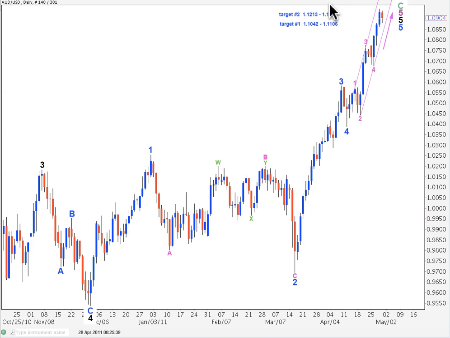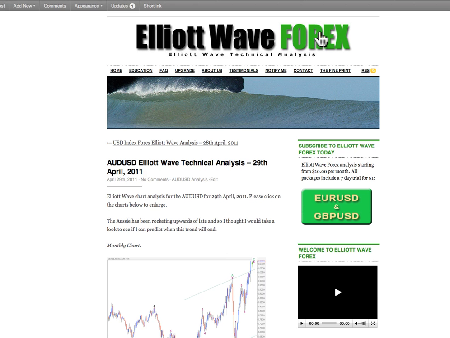So somewhere around this point, and it looks like this upward structure is nearing completion. I guess it could be over there, but I don't think so. I would expect it to go up a little bit further, at least into this first target zone. So for what it's worth, there it is, your Aussie analysis. I'll try and update this every few weeks or so.